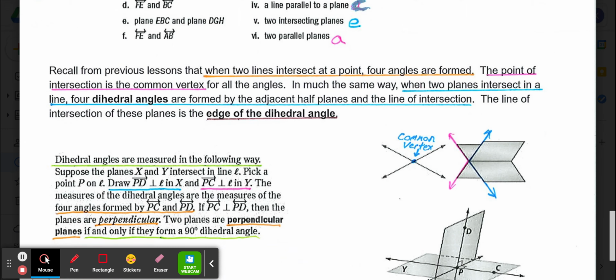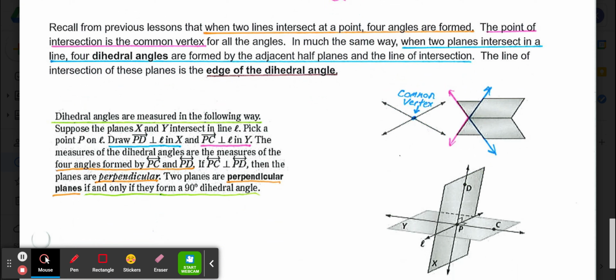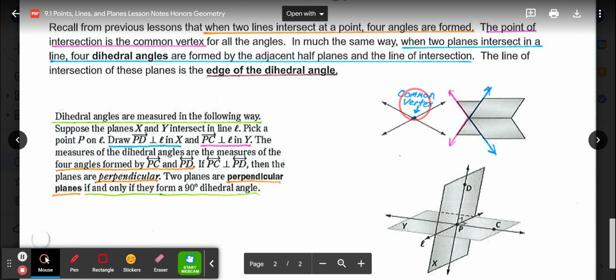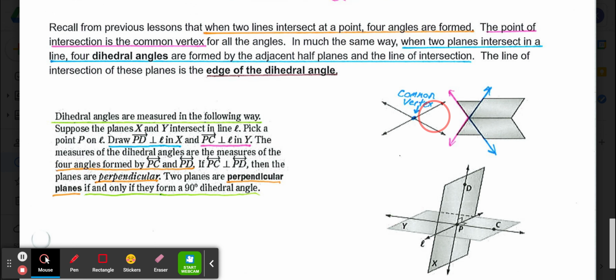Then we move on to our final ideas for this lesson. It says, recall from previous lessons that when two lines intersect at a point, four angles are formed. So you can see right here. The point of intersection is called a common vertex. So two lines form four angles, and the point where they cross is our common vertex for all four of the angles.